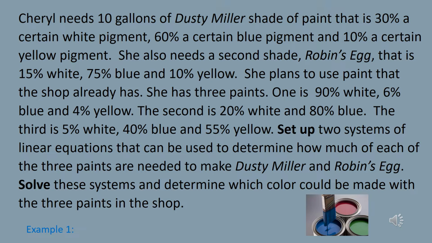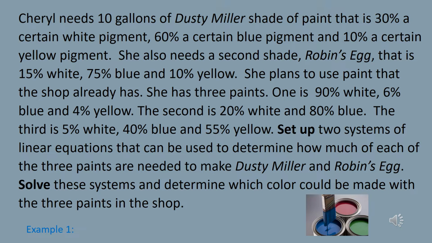She has 3 paints. One already is 90% of the white pigment, 6% of the blue pigment, and 4% of the yellow pigment. The second paint that she has is 20% white, 80% blue, no yellow, and the third is 5% white, 40% blue, and 55% yellow. So we're going to set up a system of equations for each of these colors of paint and try to solve for how much of the 3 different kinds of paint she needs to blend to create Dusty Miller and to create Robin's Egg.